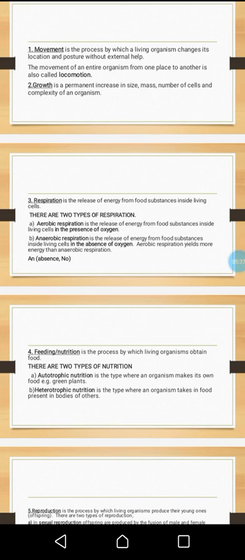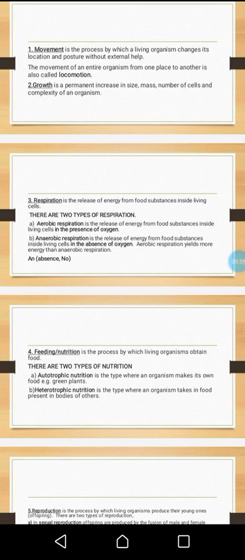Since there is no nature here, the description or the definition will be of great importance. Movement is the process by which a living organism changes its location and posture without external help.